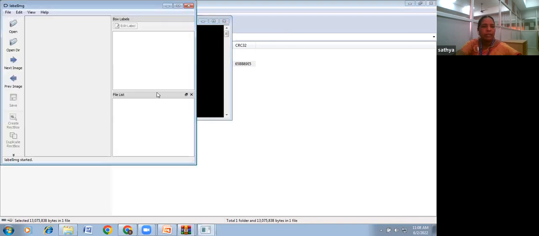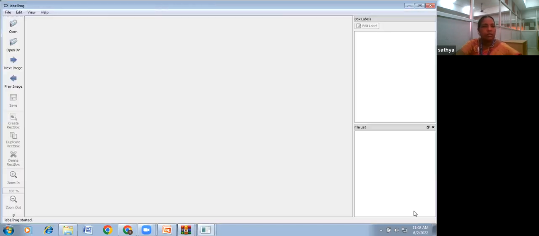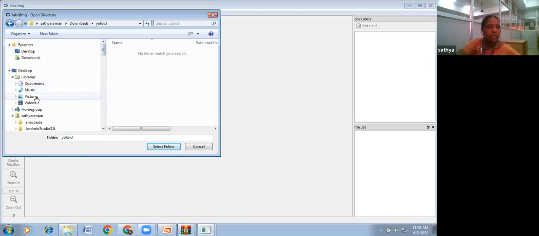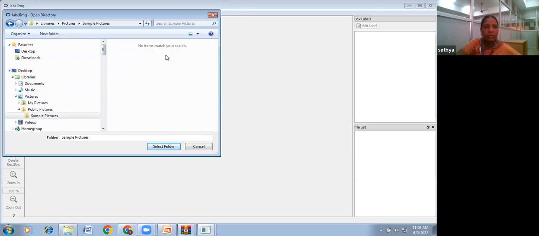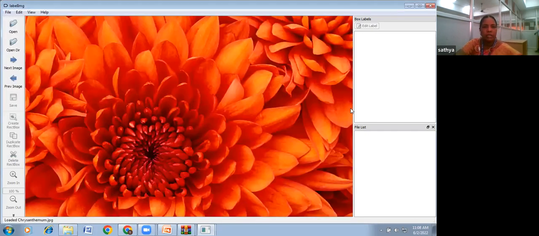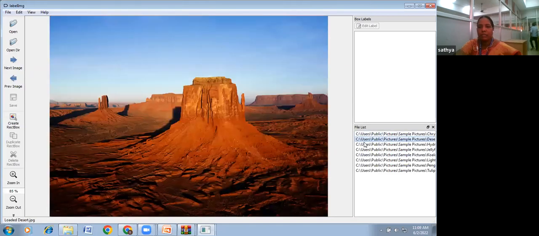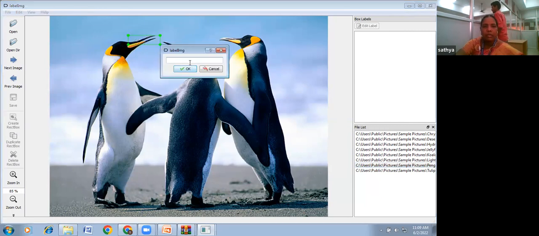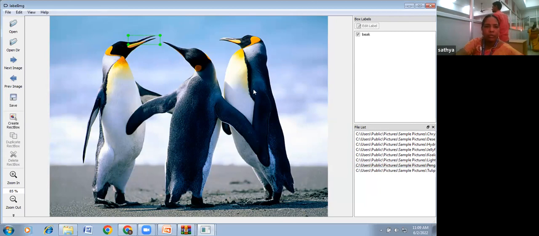So you will be getting, yeah. Look at this. You just open a directory where you have a set of pictures or your data set. Some sample pictures. Okay, I just take from here. Look at this. I have some number of pictures. This is default pictures, right? And here you just go to create rectangular box. What you can do, you can just label it. You can classify, you can just label whatever you want.